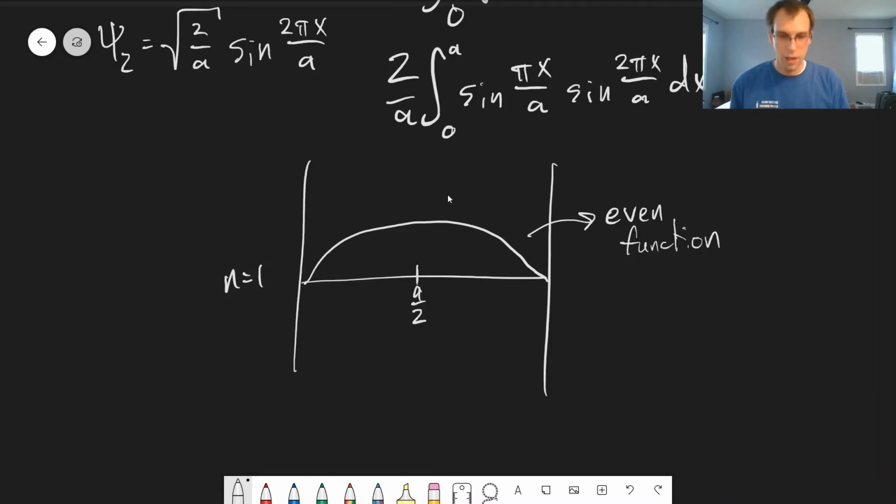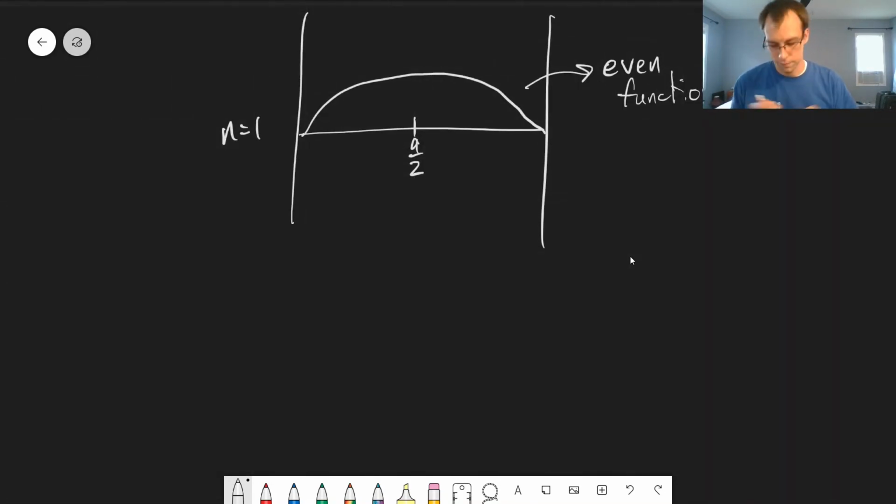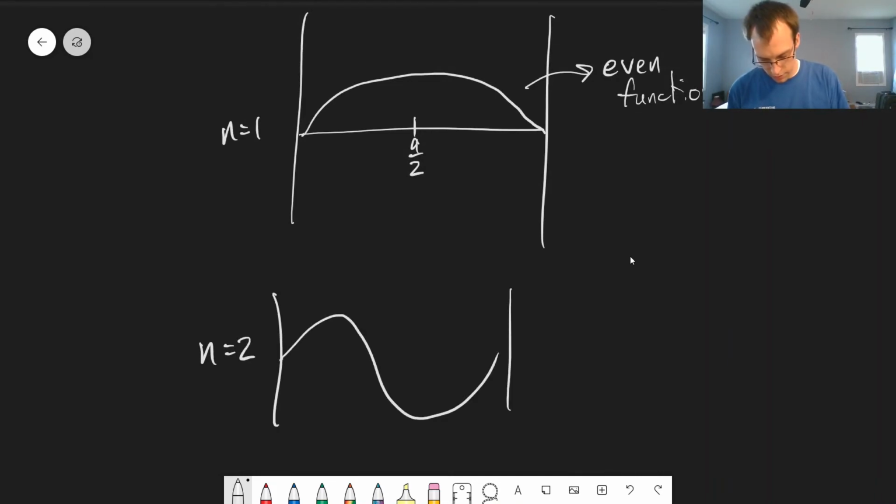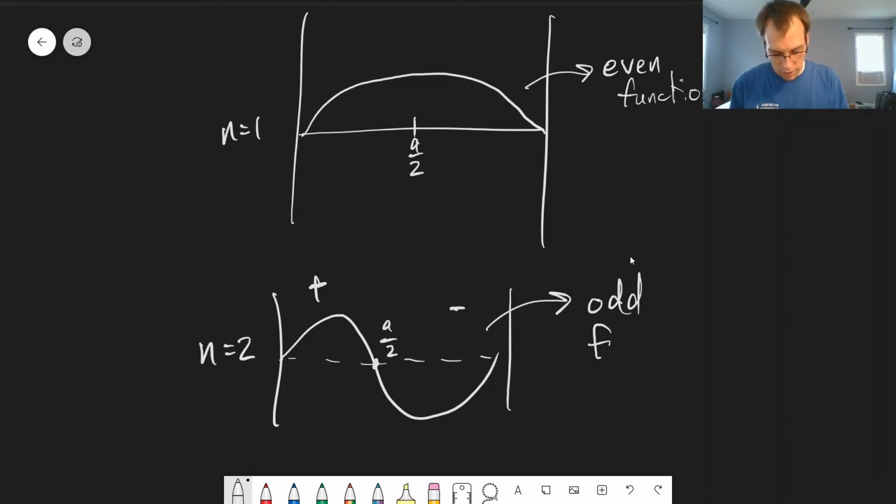Now let's look at n equals 2, which is our other wave function. It looks like this, and this is the middle of our box again. We notice that everything's positive here and negative here, and they're symmetric. I didn't draw it symmetrically, but if we actually plotted this, it's symmetric. Over this range from 0 to a, this is an odd function. So if we multiply an even and an odd function, we get overall an odd function, and this integral is 0.